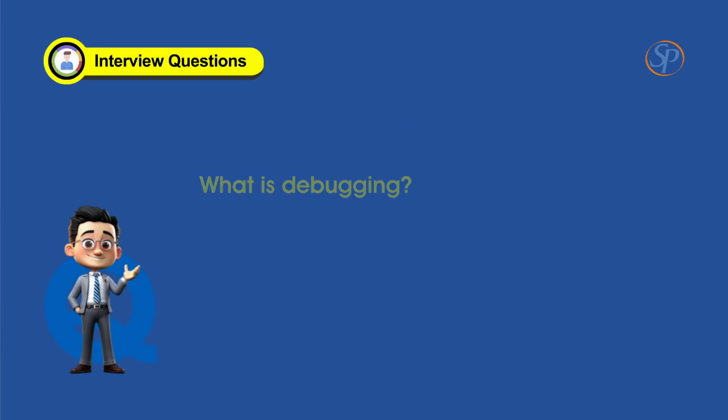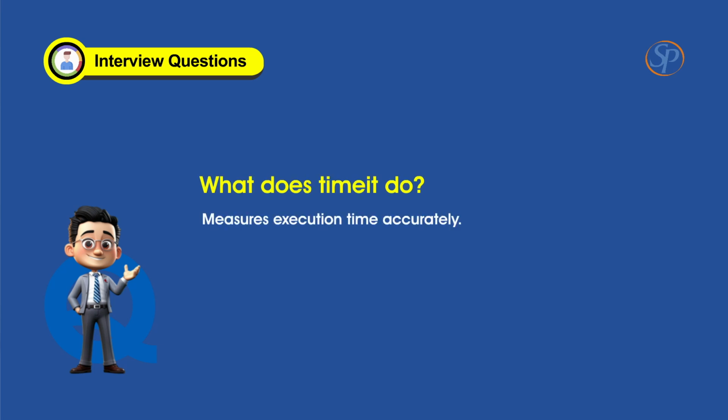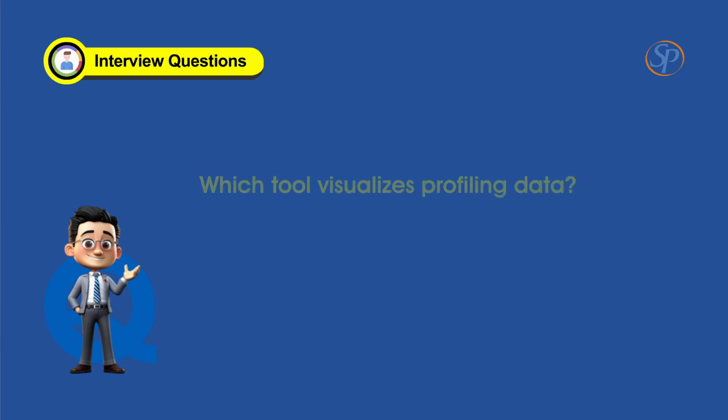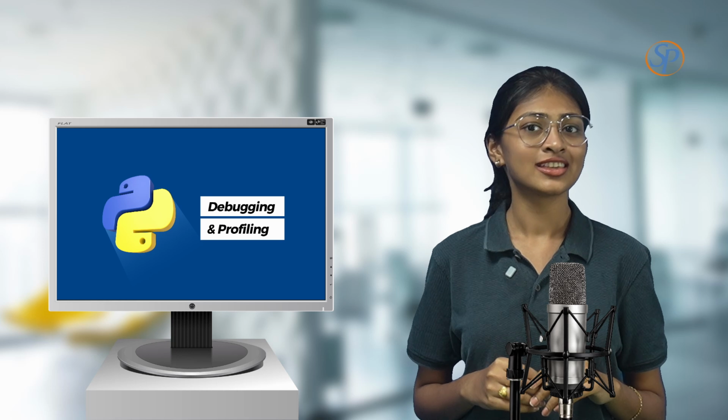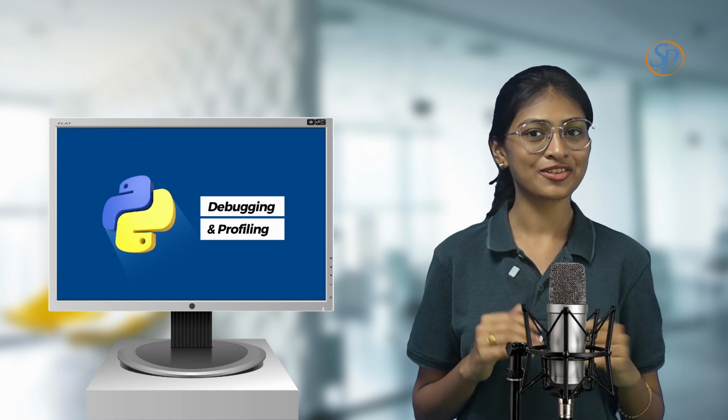We'll see a few interview questions. What is debugging? Finding and fixing errors. What is profiling? Measuring the speed of code. What does PDB do? Step-by-step debugging. What does Timeit do? Measures execution time correctly. What does cProfile do? Shows time taken by each function. Which tool visualizes profiling data? snakeviz or PySpy.